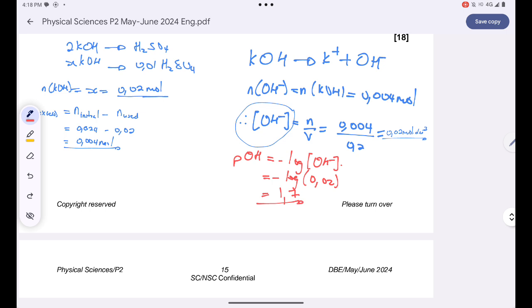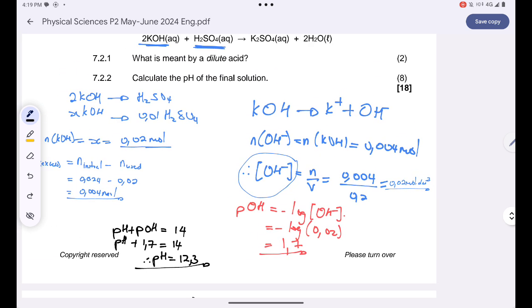I'm looking for a pH. So therefore, the pH plus pOH must always be equal to 14. Always. So I don't know pH, but I know that this guy over here is 1.7. That's 14. Therefore, pH is just 14 minus 1.7. I'll simply get a total answer of 12.3. That's how, guys, I get to find my pH.